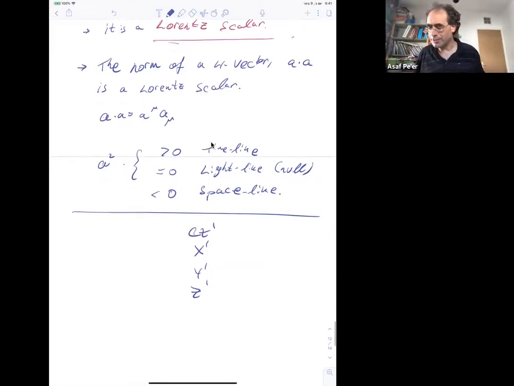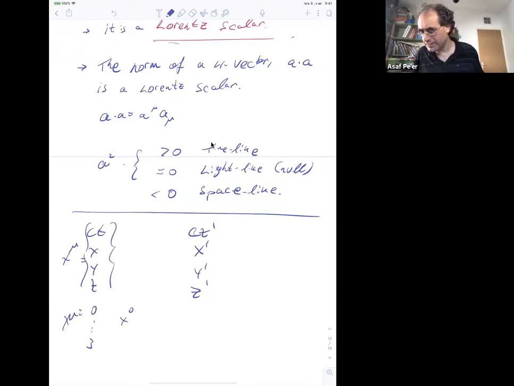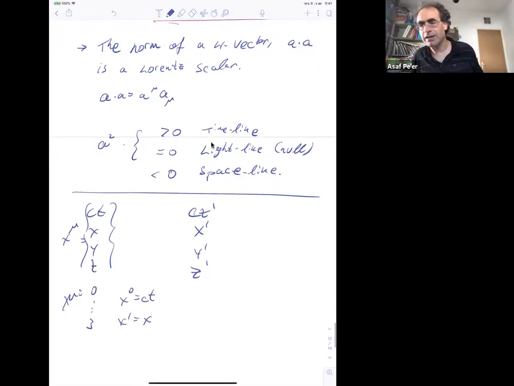עכשיו, בקיצור, כשהיה לי X, Y, Z ו-T, אני פשוט קראתי לזה X מיו. שמיו זה היה אינדקס שרץ מ-0 עד 3. כלומר, X0, הכוונה היא ל-CT, X1, הכוונה היא פשוט ל-X, וכן הלאה.